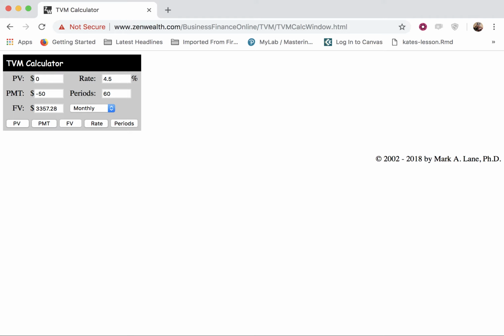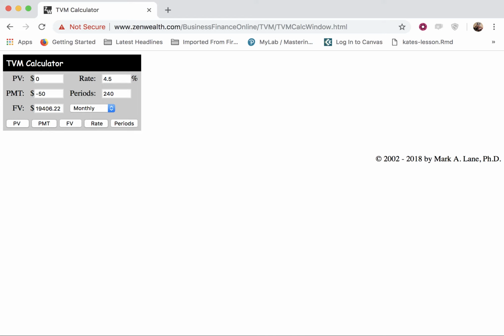If you want to change something in here, if you want to maybe leave that money in there for 20 years, you can. All that's happening is your periods are changing. So you do 20 years times 12. That's 240 for your periods. And then you go find your future value there, and you get $19,406.22. So all of these things can be calculated this way.